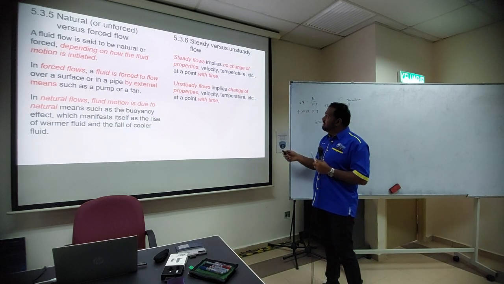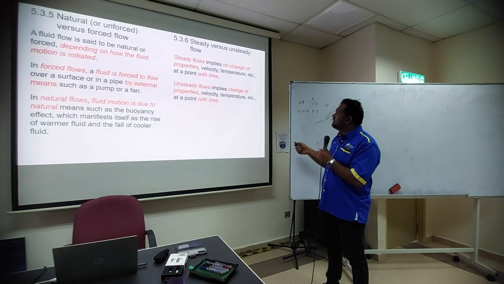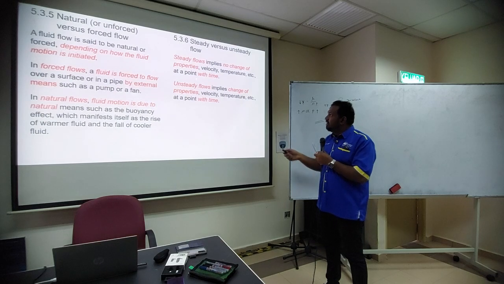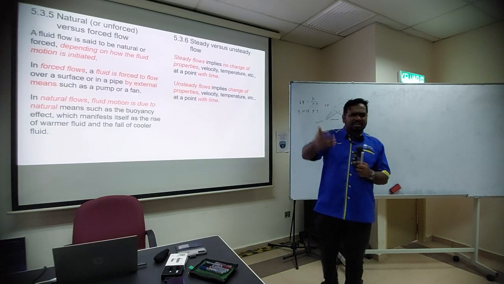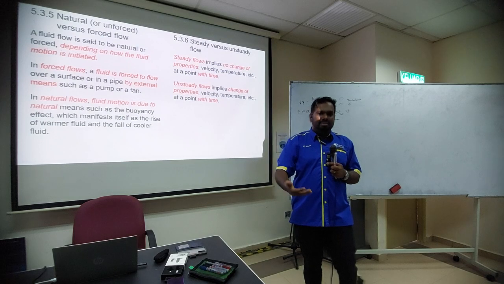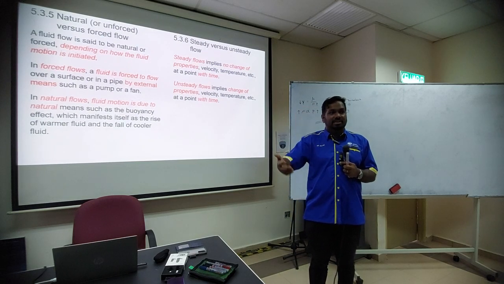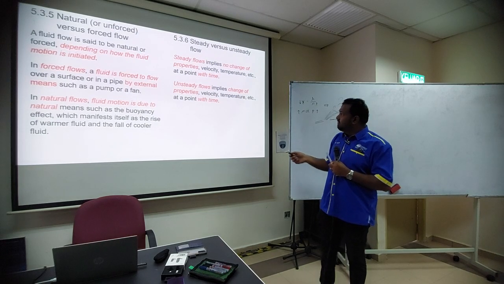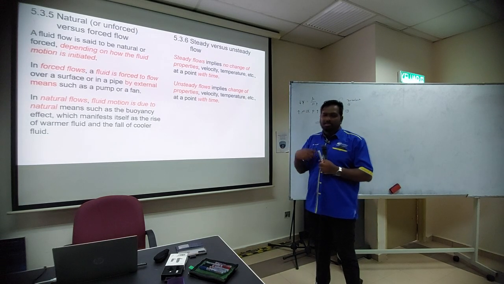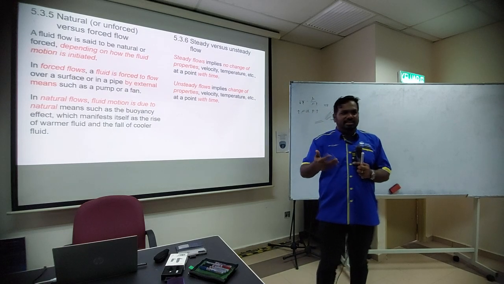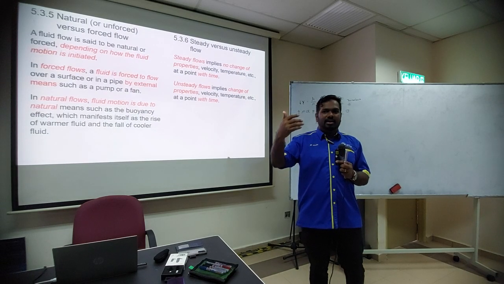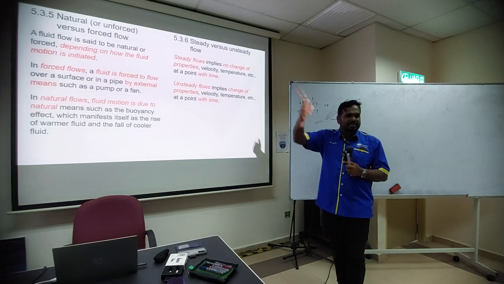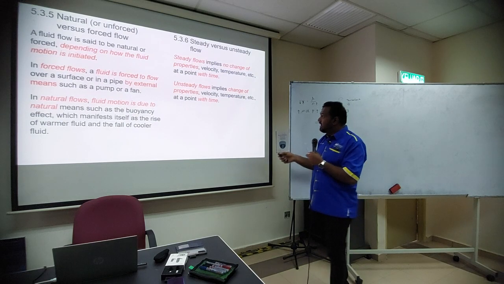Similarly, steady flow implies no changes in property. It can be velocity, temperature, etc., over a point of time. Let's say after 5 seconds, still having the same property. After 1 hour, still having the same property. So we call it a steady flow. Unsteady flow will keep on changing. After 5 seconds, the velocity is reduced by 1 meter per second. After that, suddenly the temperature rises. So we know that it is an unsteady flow.